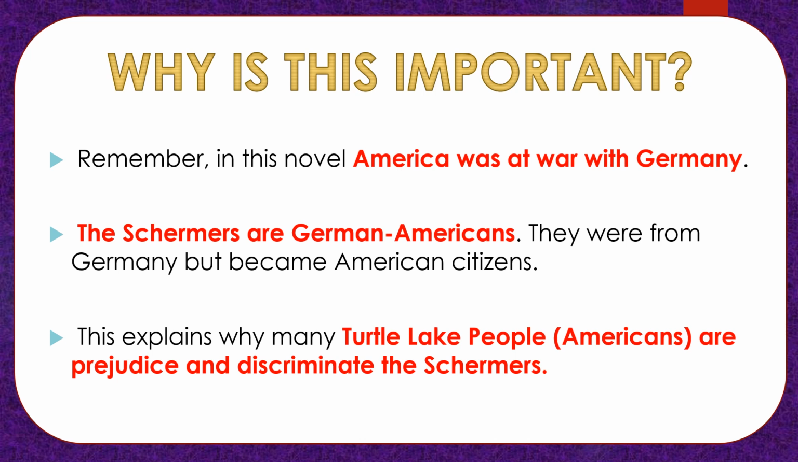What is prejudice? Prejudice is a strong feeling towards someone or something because of a certain reason. So in this situation, the strong feeling the Turtle Lake people have against the Schermers is hatred, kebencian. Why? Because Germany was the enemy to the Americans. So they think that the Schermers are Germans, and therefore, the Schermers are, or rather were, the enemies. That's why they have the prejudice and they discriminate. What is discriminate? Discriminate is diskriminasi in Bahasa Melayu, right? And discriminate means that you treat someone differently because of certain reasons. And because they are hated, they were treated differently. Okay, and this is one of the most important themes in this novel.